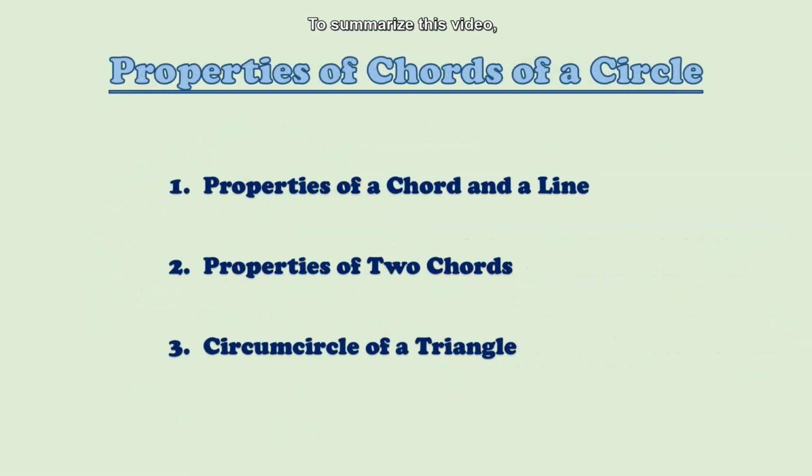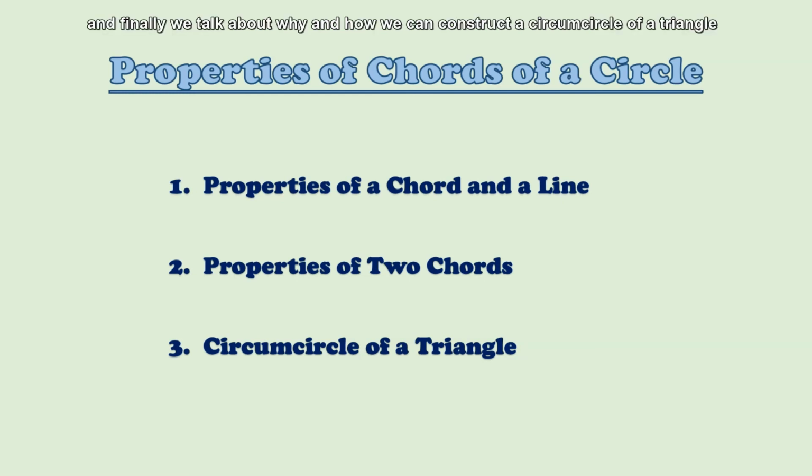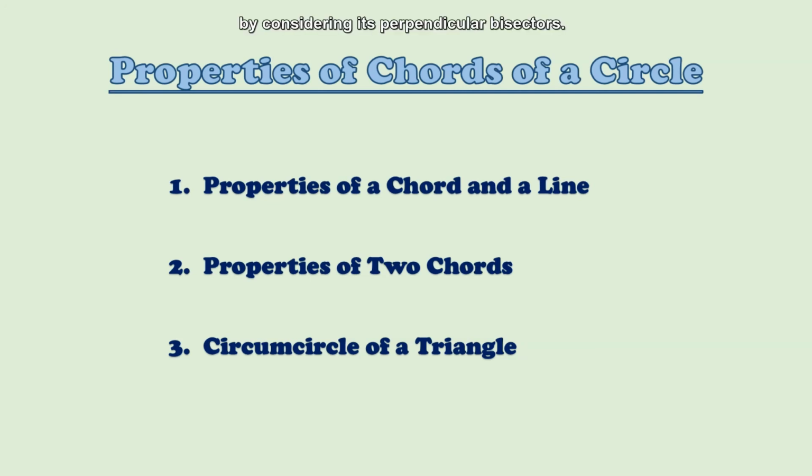To summarize this video, we have learned three categories of concepts related to chords. The first one is about a chord and a line. The second one is about two chords. And finally, we talk about why and how we can construct a circumcircle of a triangle by considering its perpendicular bisectors.